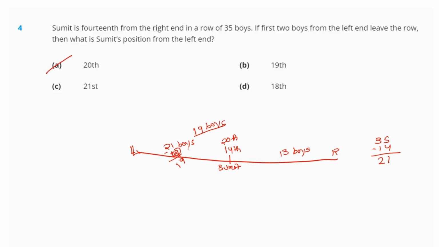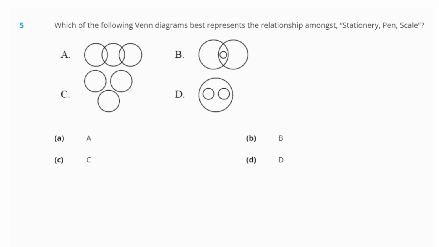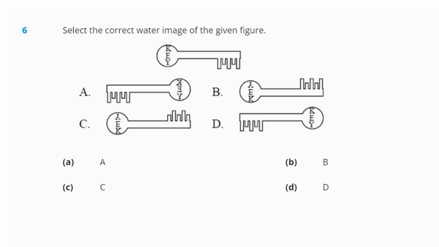Moving on to the next question. Which of the following Venn diagrams best represents the relationship among stationary, fan, and scale? So this can't be, because fan comes under neither; scale comes under stationary. So if we select D, this can be stationary, this can be fan, and this can be scale. So answer D is a correct answer. Moving on to the next question.